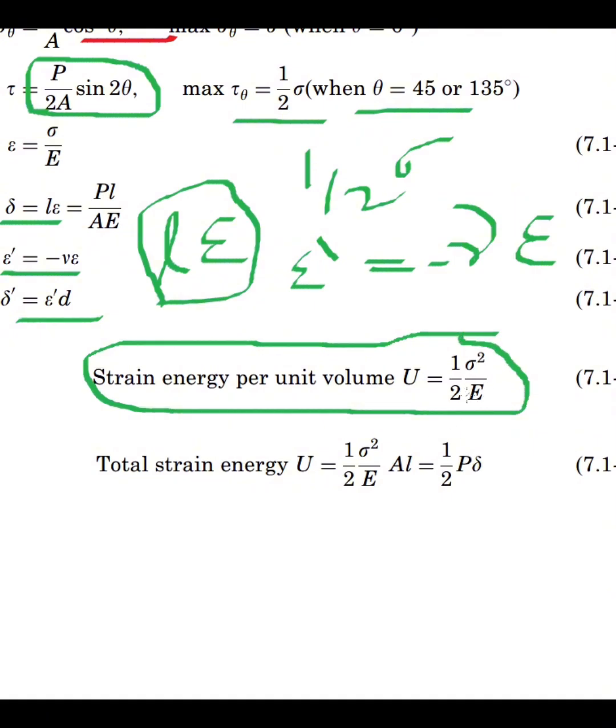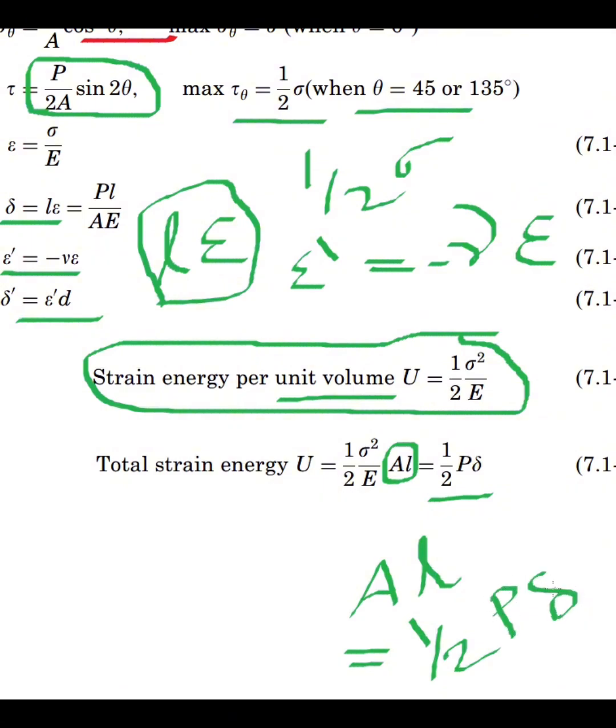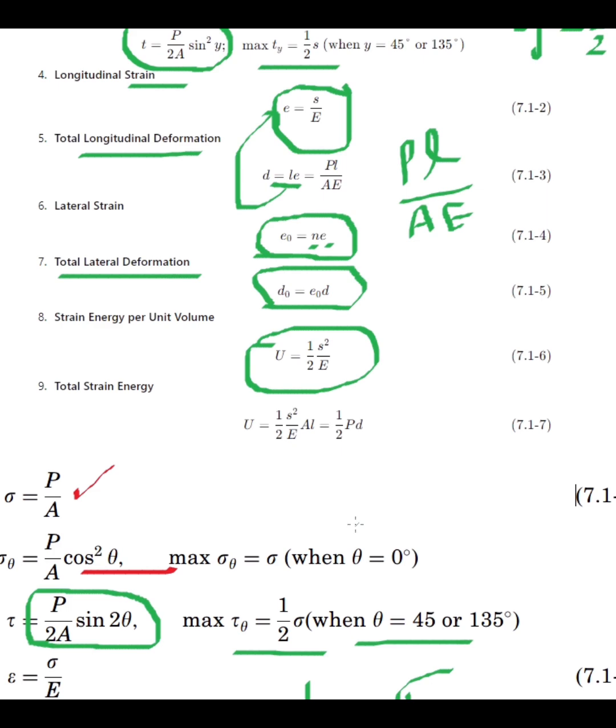Strain energy per unit volume is half into stress squared by Young's modulus, and for total energy you have to include the total volume. This is per unit volume, and total volume is the cross-sectional area into length. That's equivalent to half into stress load into displacement. So unit strain energy is half of stress squared by Young's modulus, and total strain energy is unit strain energy into volume, which is equivalent to half into load into distance. That is the total strain energy.